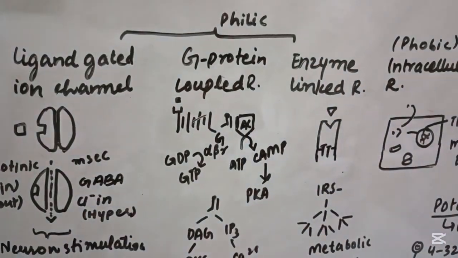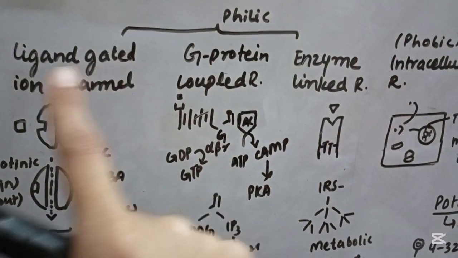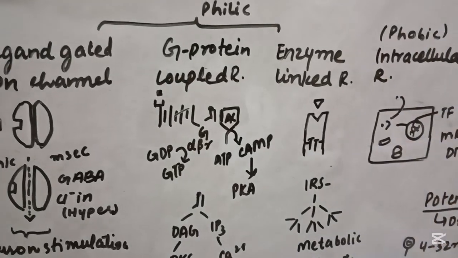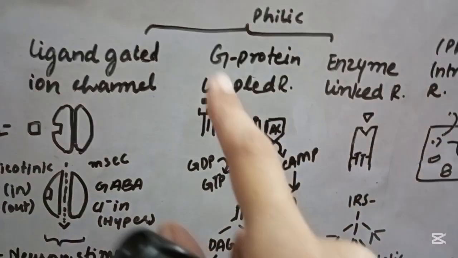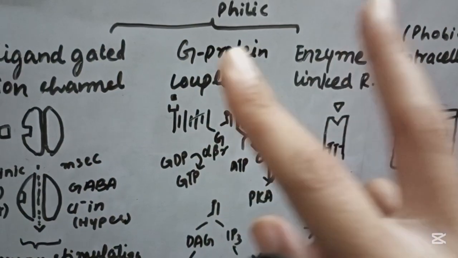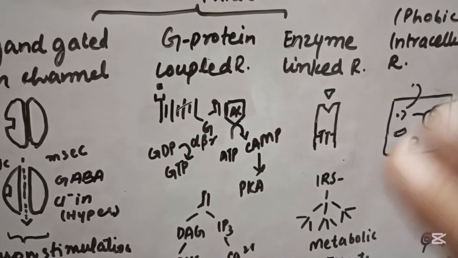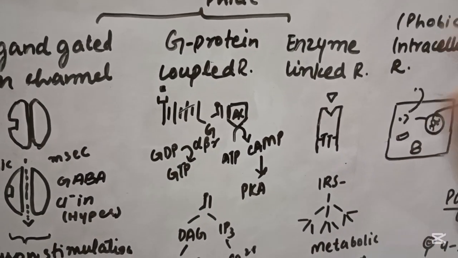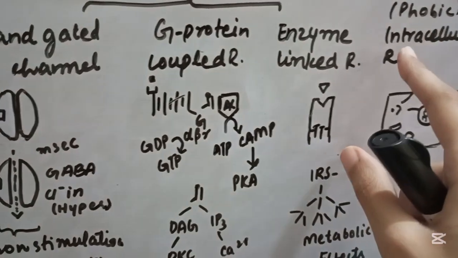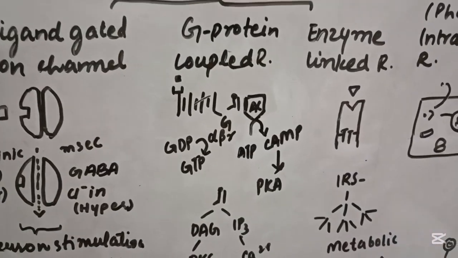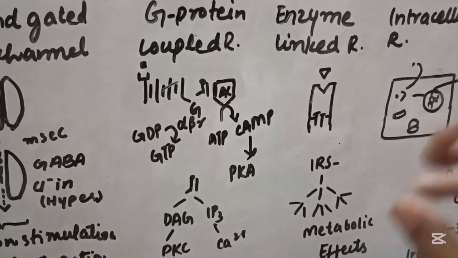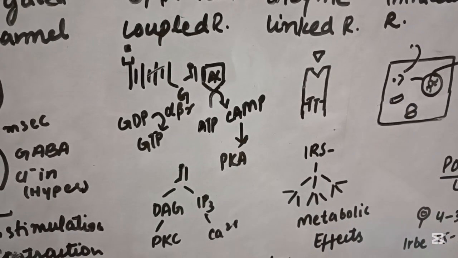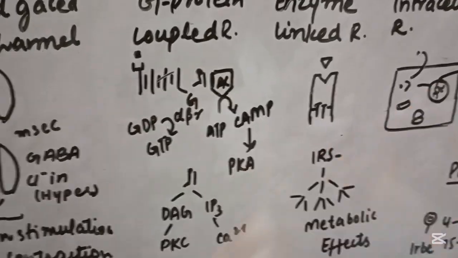Here we have four types of receptors: ligand-gated ion channel, G-protein coupled receptor, enzyme-linked receptor, and intracellular receptors. The first three receptors actually bind with the hydrophilic molecules, whereas the fourth one binds with the drugs that are hydrophobic, because as the name indicates intracellular, these receptors are actually present inside the cells. So the drug molecule has to cross the membrane, and we know that the lipid soluble molecules can cross the membrane easily. Yes, you all know.